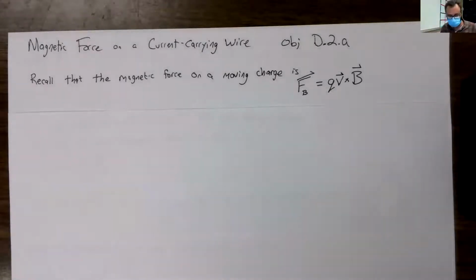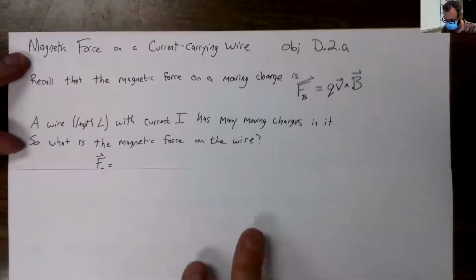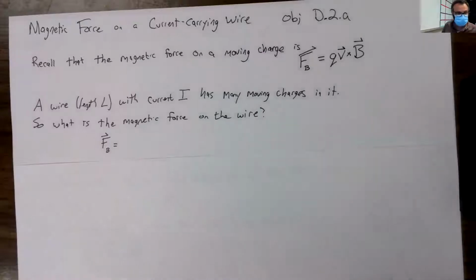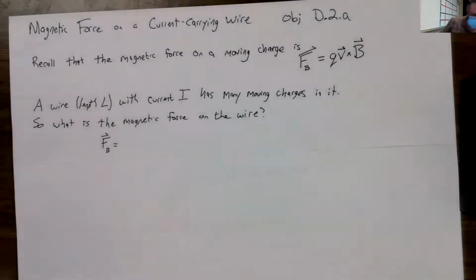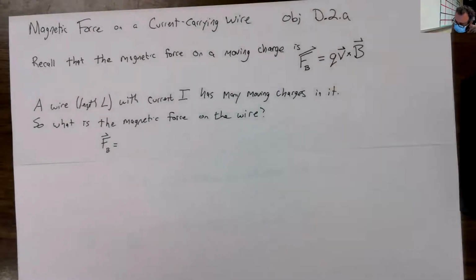So if we want to know the force on a wire, we have to remember that a wire has a whole bunch of moving charges in it. All right, so we're going to consider a wire that has length L and a current I is flowing through it. And we want to know what the magnetic force on that wire is going to be. Any ideas on how we would approach this?